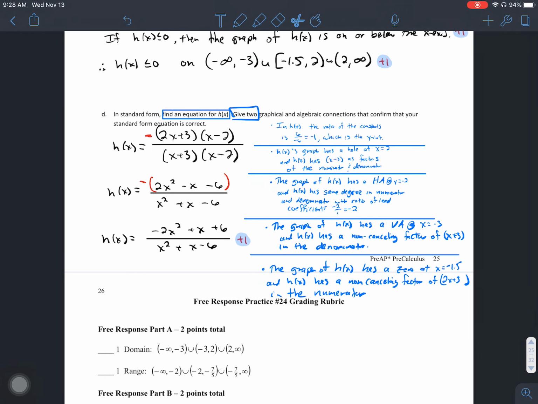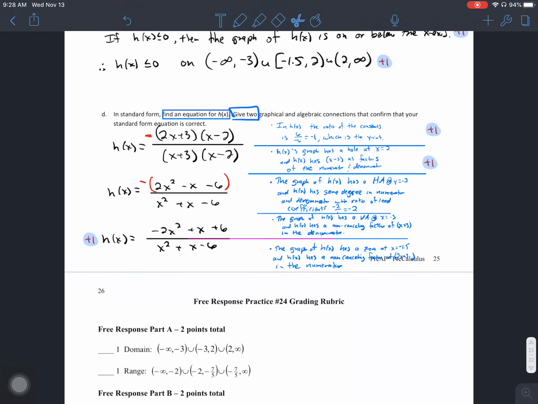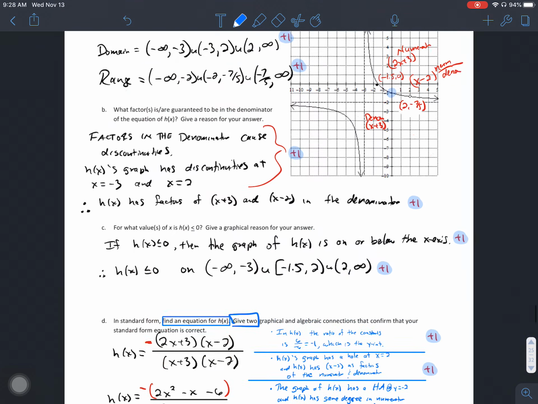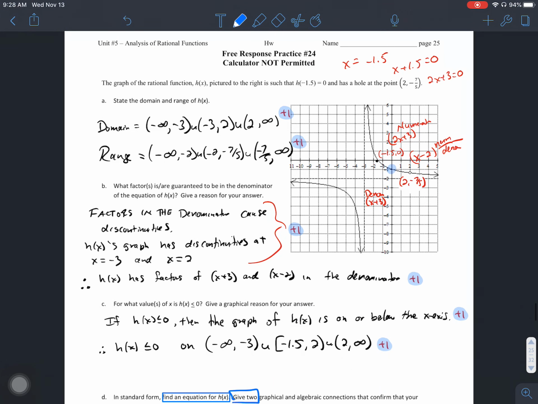All right, so once again, you get 1 point for getting this equation in standard form, and then you get 2 points for listing any 2 of these reasons. I listed 5 reasons. You just need to list 2 of the 5, any 2 that you like, any 2 that float your boat, any 2 that tickles the inside of a dill pickle. All right, that concludes number 24. Thank you very much.